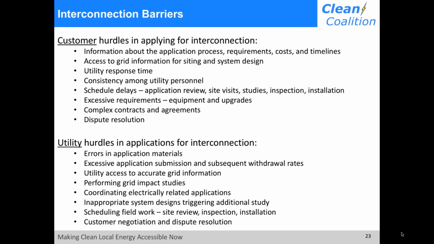Utilities likewise face hurdles in processing interconnection applications, stemming from errors in application materials submitted by the customer, excessive applications and subsequent high withdrawal rates, a utility's own access to accurate grid information, the challenge of performing grid impact studies, inappropriate system designs in applications that trigger additional study, coordinating electrically related applications, scheduling field work like review, inspection, installation, as well as customer negotiation and dispute resolution. Next slide.